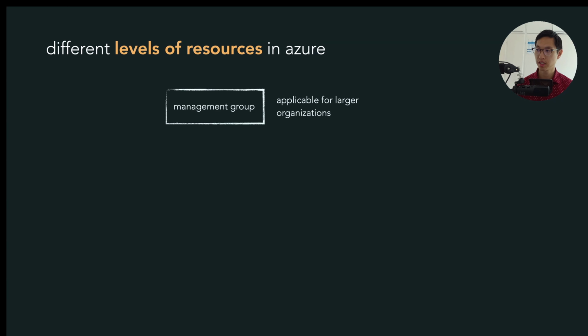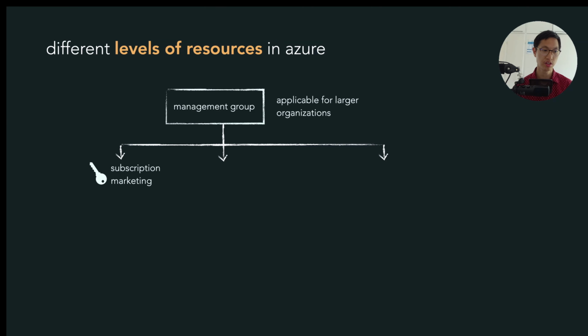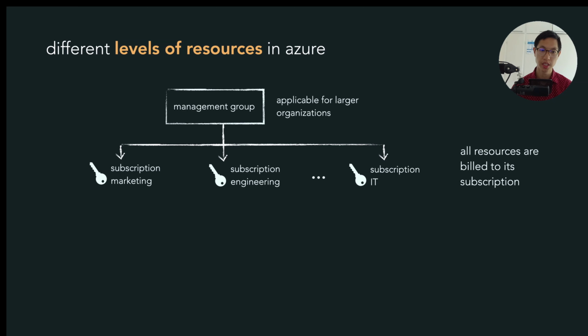And the idea is that you're billed on the subscription level. As you can see here, you have, for example, subscription marketing, subscription engineering and subscription IT, and it's billed. So this is a billing unit. All resources are billed to its subscription. Then you can see how much the IT department has incurred in Azure, and how much the engineering department has incurred, etc., or per project, depending on how the company wants to divide it.